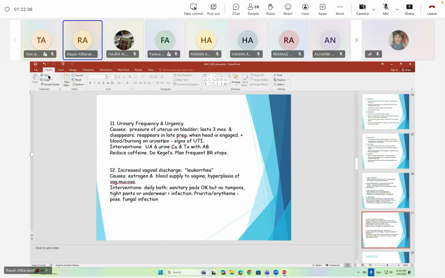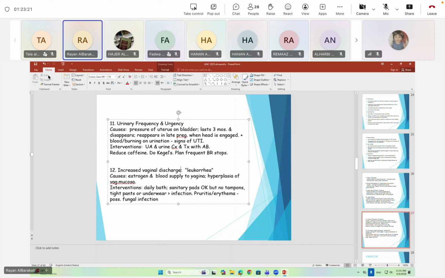urine analysis, checking for infection and also for protein. Also for nitrates as a sign of infection, leukocytes or blood or squamous cells or others. For the intervention, they always check for urine analysis and culture and prescribe the antibiotic when needed. Reduce the caffeine and the citrus food and spicy foods. Do Kegels exercise and plan frequent stops.